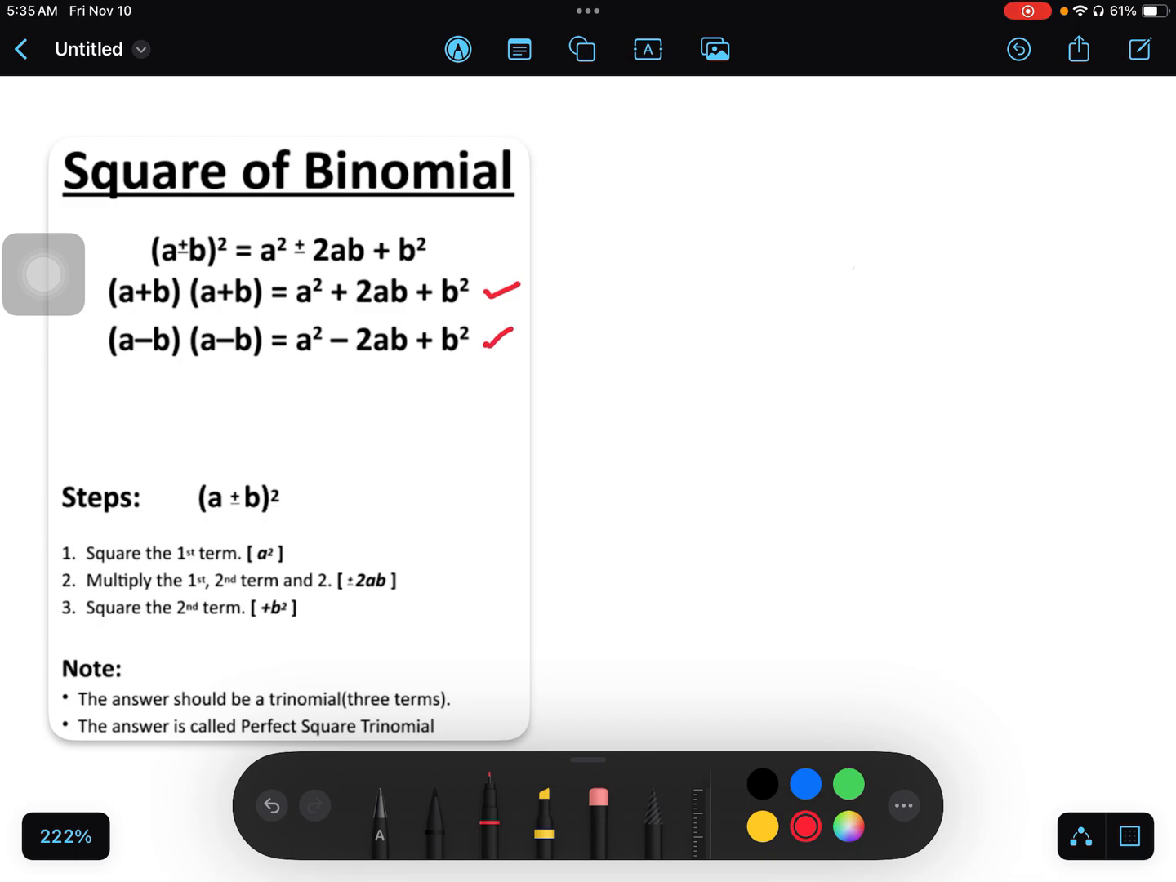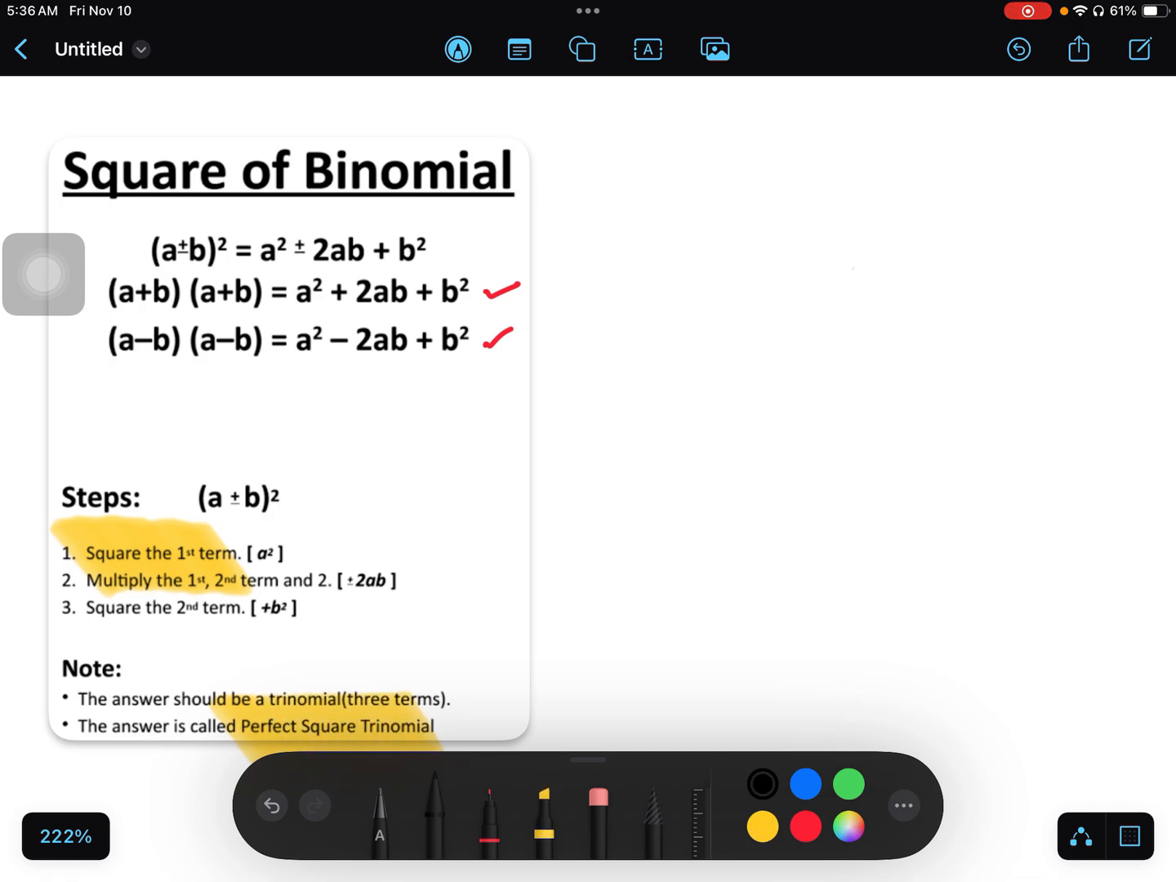Another is when you have a difference, which is (a - b)(a - b). And what we can see here is a generated pattern of our final answer. The steps that we could take are the following. First, square the first term, multiply the first and second terms and then double it, and square the second term. Note that the answer should be a trinomial. So always the final answer is a trinomial, and this is called a perfect square trinomial.